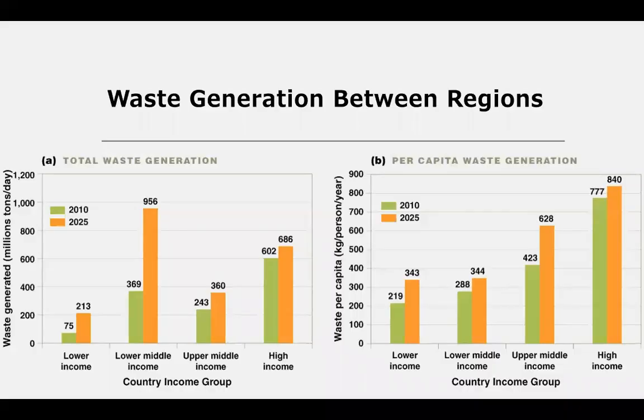Between regions, there's a big difference in waste generation. So if we just look at the total waste generation by income group, there's been a projected increase in the amount of waste that's going to be produced by lower middle income countries. As more countries develop from the lower income bracket into the lower middle income bracket, that waste production is expected to drastically increase by 2025. In terms of per capita waste generation, high income countries and upper middle income countries still generate the most amount of waste and are projected to continue to generate the most amount of waste of all countries.